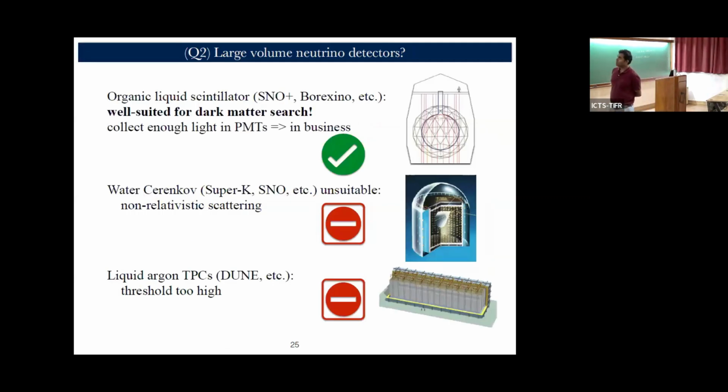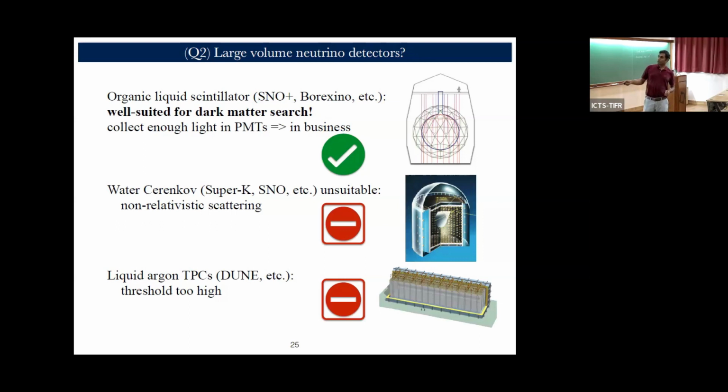Now, the first thing to note is that not all neutrino detectors can do this. The ones that use organic liquid scintillators, such as SNO+, Borexino, and JUNO, are the detectors most suitable for this kind of direct detection search, and we'll see why. Because it all comes down to collecting enough light in the PMTs within the dark matter transit time, and then you're in business.